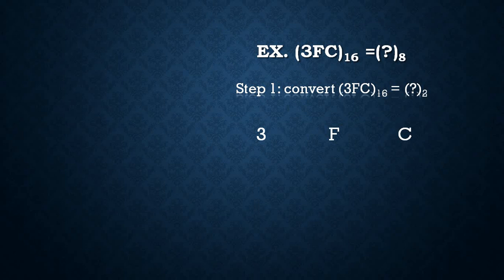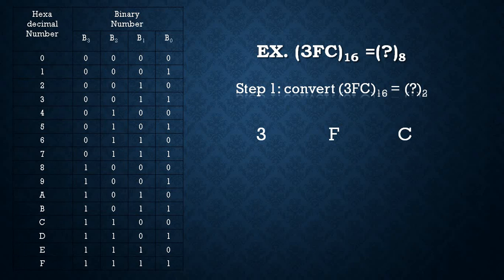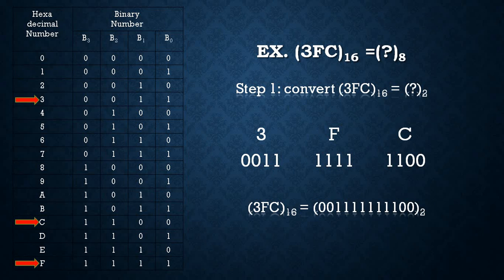Now we observe the relation table. In the relation table for 3 we get the binary equivalent 0011, we write here. For F we get the binary equivalent 1111, we write here. And for C we get the binary number 1100, we write here. Now we combine these binary numbers to write the result. We get 3FC to the base 16 is equal to 0011 1111 1100 to the base 2.